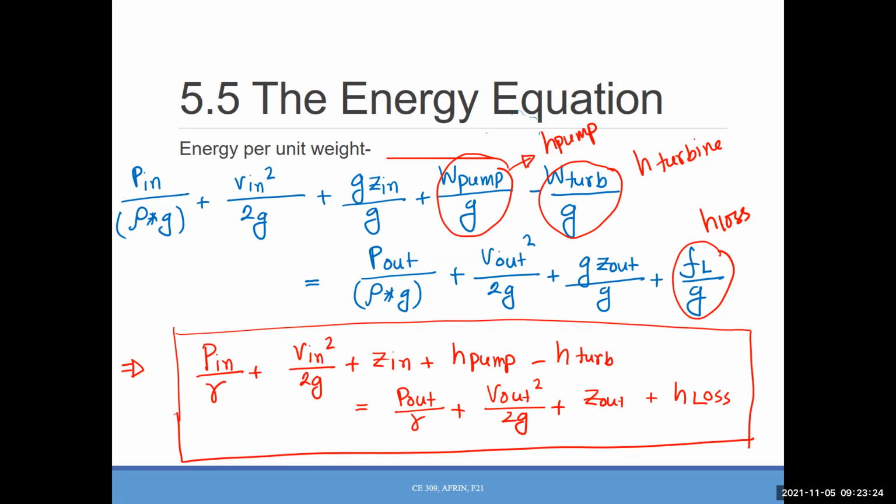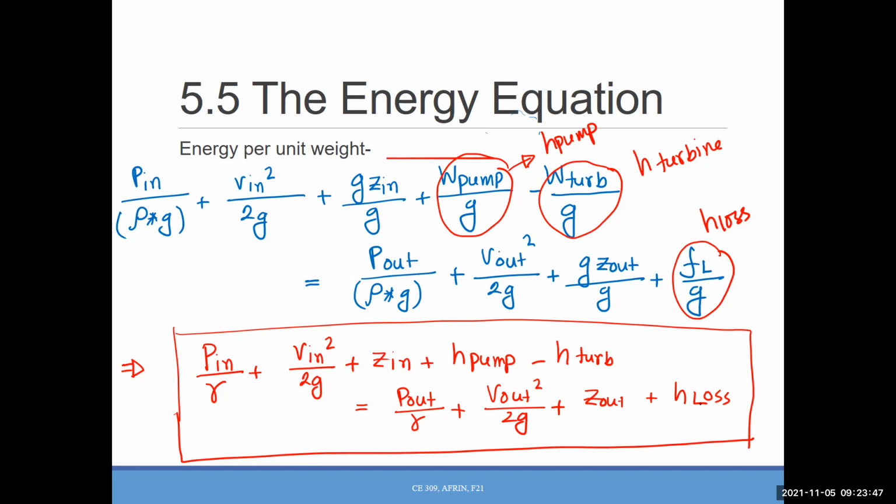For the compressible one, we can go back to the previous one and use rho in, rho out, because that will be different for the compressible case. But that is the equation we will use most of the time. Now, you can see how comprehensive it is. You can consider the pump and turbine and all the head loss.